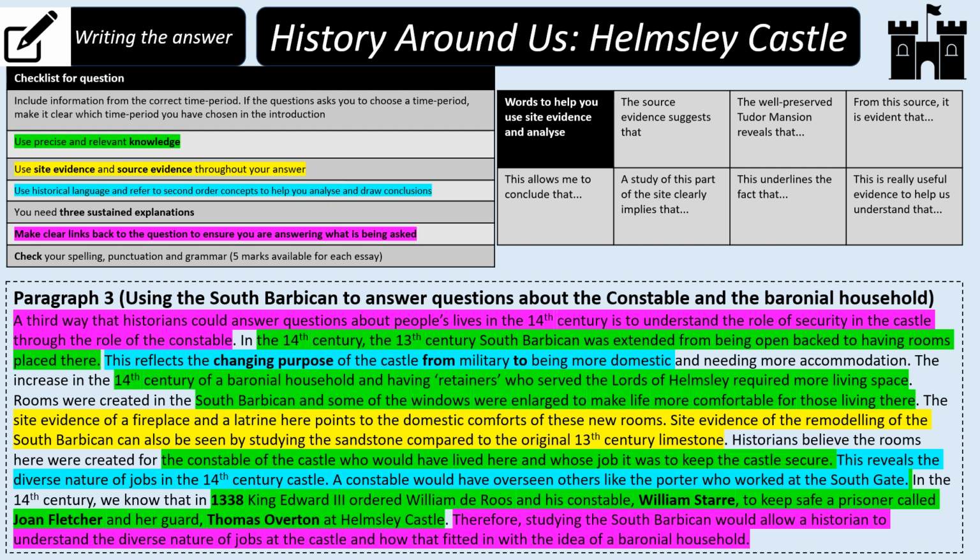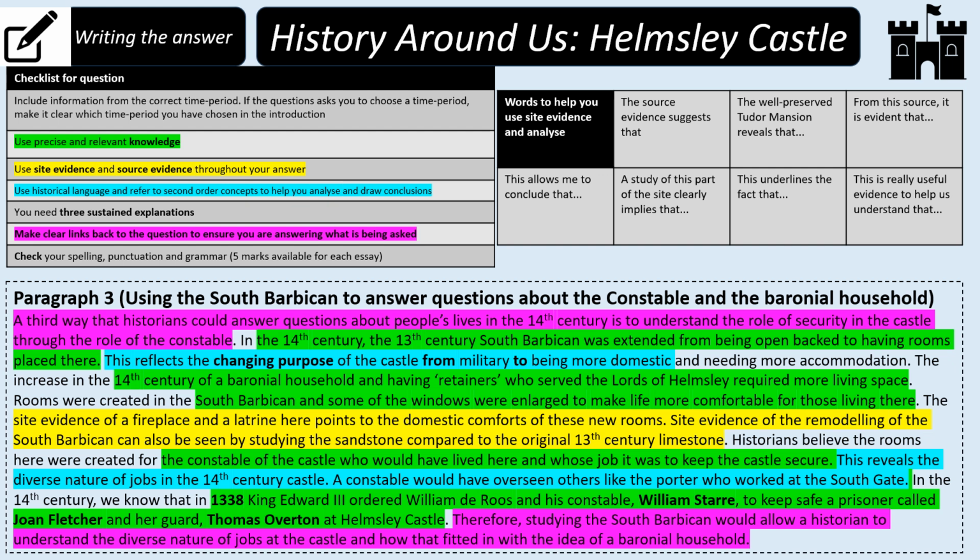Note the words from and to there when talking about change, and needing more accommodation. The increase in the 14th century of a baronial household and having retainers, so retainers were people who served the Lords of Helmsley, required more living space. Rooms were created in the South Barbican, and some of the windows were enlarged to make life more comfortable for those living there. The site evidence of a fireplace and a latrine here points to the domestic comforts of these new rooms. Site evidence of the remodelling of the South Barbican can also be seen by studying the sandstone compared to the original 13th century limestone.